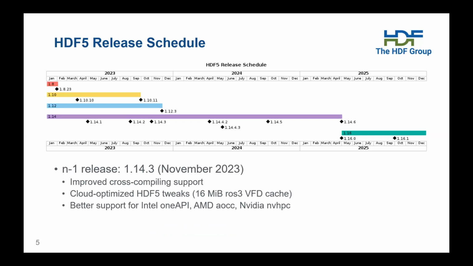In the N-1 release, 1.14.3, we improved cross-compiling support. If you've ever cross-compiled HDF5 before, you had to run H5detect and do a bunch of things. We don't do that anymore, so now you should be able to directly cross-compile HDF5. Then we added some other cloud-optimized HDF5 tweaks. We've got a 60 megabyte cache in the read-only S3 VFD that reduces the number of accesses you have to make when you initially open a file. We also added support for Intel oneAPI, AMD's AOCC, and NVIDIA's NVHPC. You could build with them before, but now we've got official support for it, and we test with it.